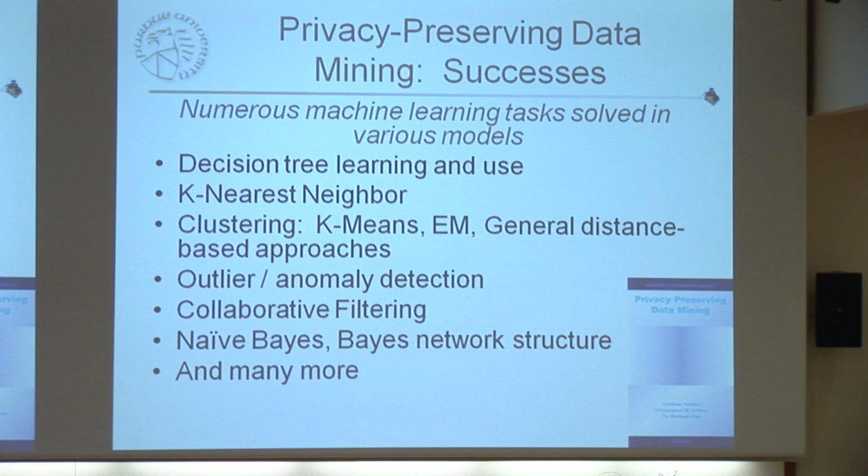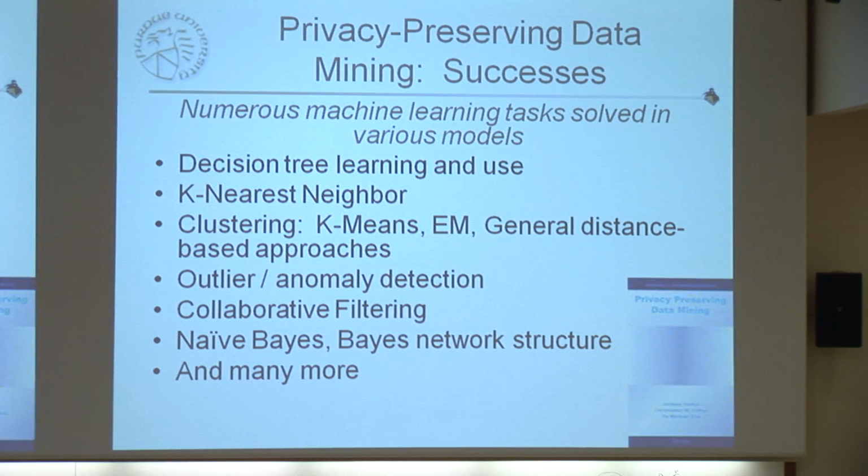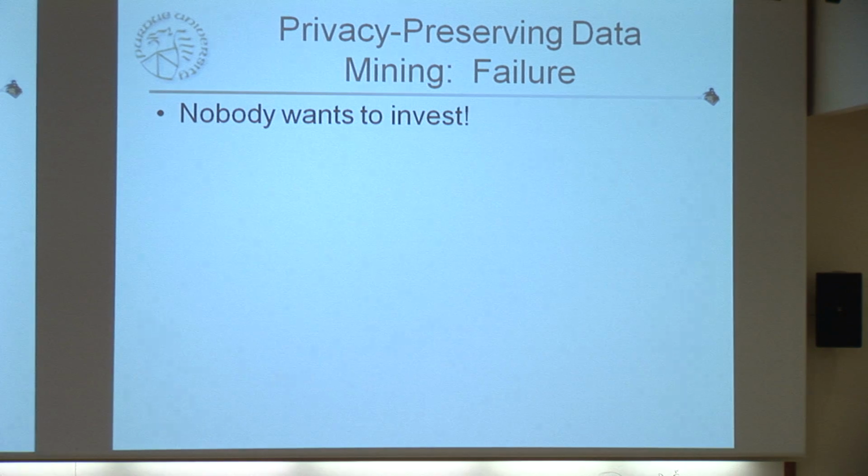First, some successes we've had. Numerous machine learning tasks solved in both the secure multi-party computation model and the obfuscation and transformation models. A lot of things that we can do. So I'd claim wonderful success here. Enough that it got our book translated into Japanese. I also claim it's a failure.